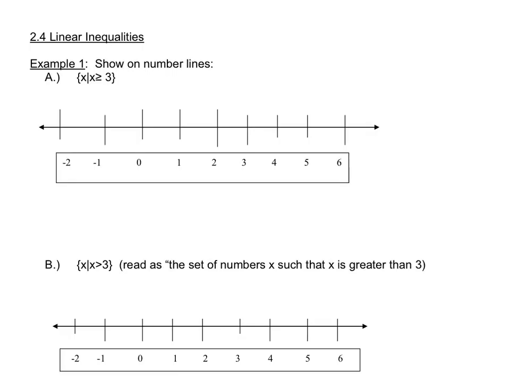Alright guys, today's goal 2.4, solving linear inequalities. Okay, so it says showing a number line. This is all values for x such that x is greater than or equal to 3. So you put the little box at the 3, greater than or equal to.